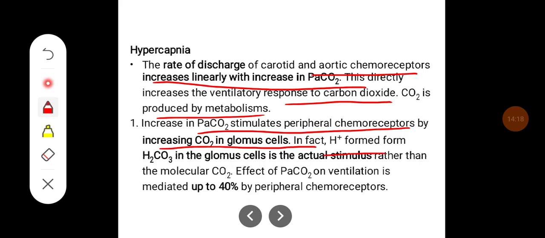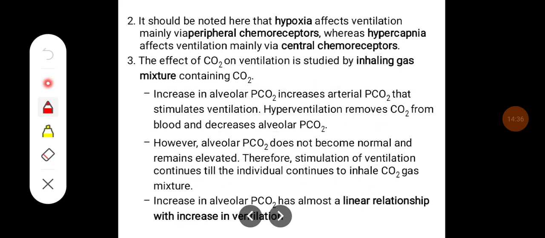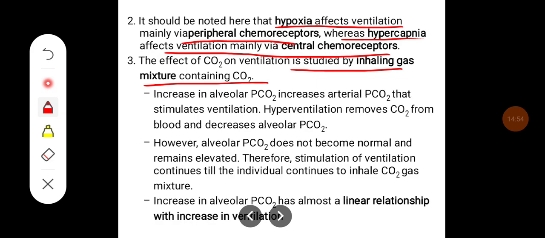In fact, H+ formed from carbonic acid in the glomus cells is the actual stimulus rather than the molecular carbon dioxide. The effect of PaCO2 on ventilation is mediated up to 40% by peripheral chemoreceptors. It should be noted that hypoxia affects ventilation mainly via peripheral chemoreceptors, whereas hypercapnia affects ventilation mainly by the central chemoreceptors. The effect of carbon dioxide on ventilation is studied by inhaling a gas mixture containing carbon dioxide.